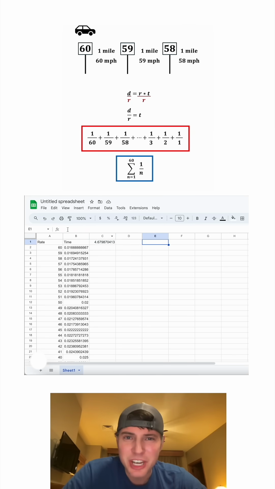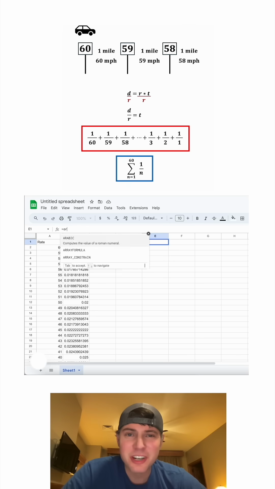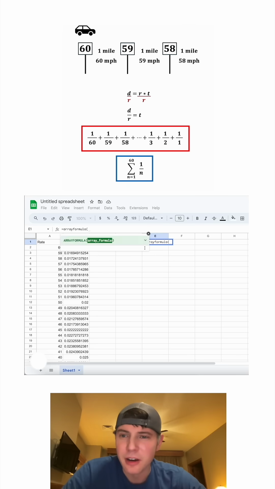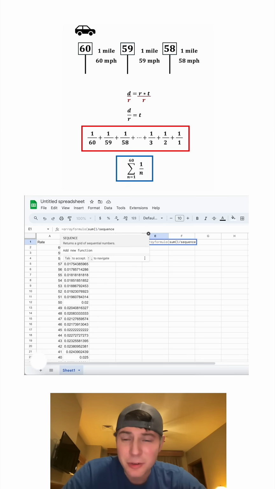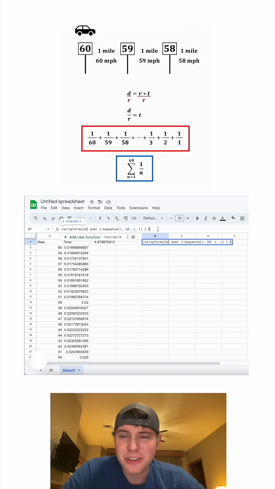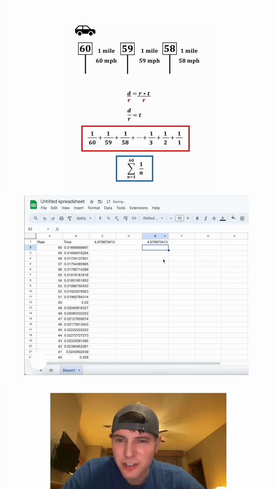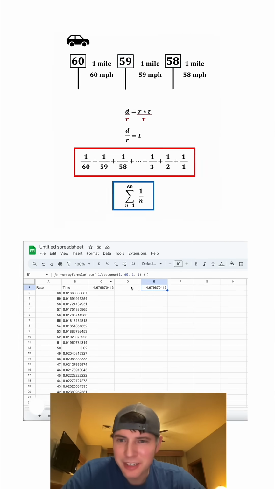If you want to see the sigma notation shortcut, I'll show you what that looks like. We're going to use a couple different functions. We'll do array formula of the sum of 1 over the sequence of 1, 60, 1, 1. And this function will give us the total time. So if we hit enter, it's also 4.68. And there's the formula again right there.